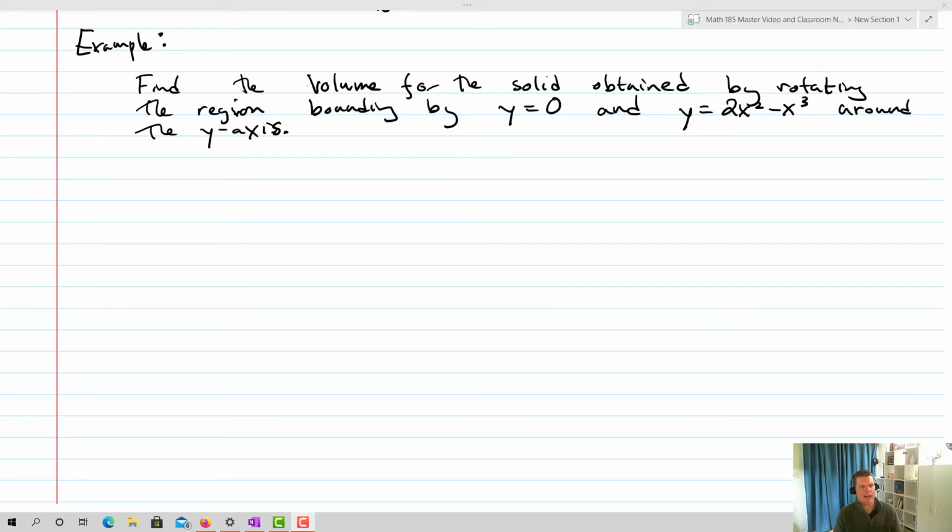So let's take a look at an example now. Let's say I want to find the volume of the solid obtained by rotating the region bounded by y equals 0 and y equals 2x squared minus x cubed around the y-axis.